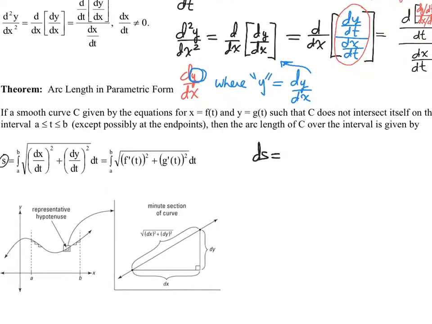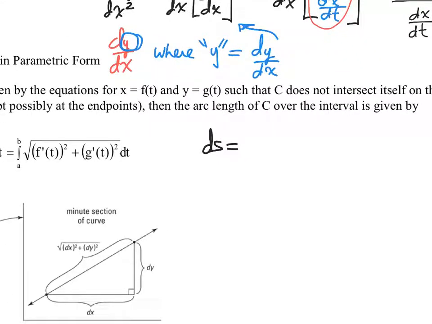All right, ds is the smidge of arc. It's not over an interval. It's just what we would call, if it were such a thing, an instantaneous distance. We know that that's going to be equal to the square root of dx squared plus dy squared.